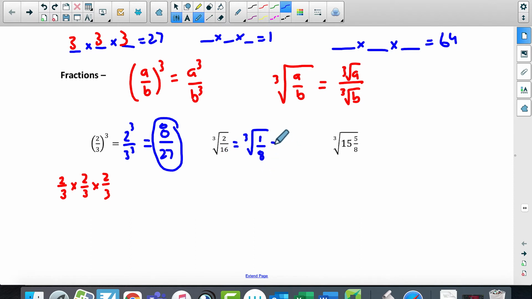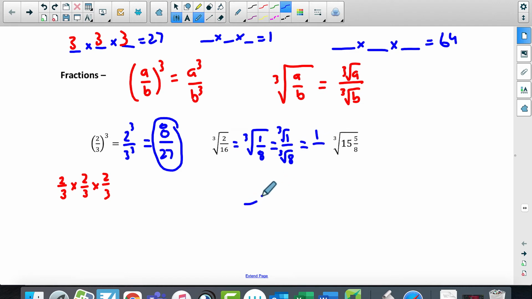Now you can take the cube root of the 1, the numerator, and cube root of the 8 in the denominator. Whoops, got to put my little index. There's the little index, the 3. Okay, cube root of 1. I think we've done that before up there. Number that multiplies by itself 3 times to get 1 is 1. Cube root of 8.